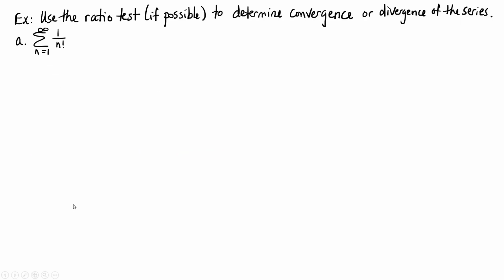Use the ratio test if possible to determine convergence or divergence of the series. Here we have the series n equals 1 to infinity of 1 over n factorial. To use the ratio test, we have to identify the underlying sequence a sub n. So we have a sub n equals 1 over n factorial.